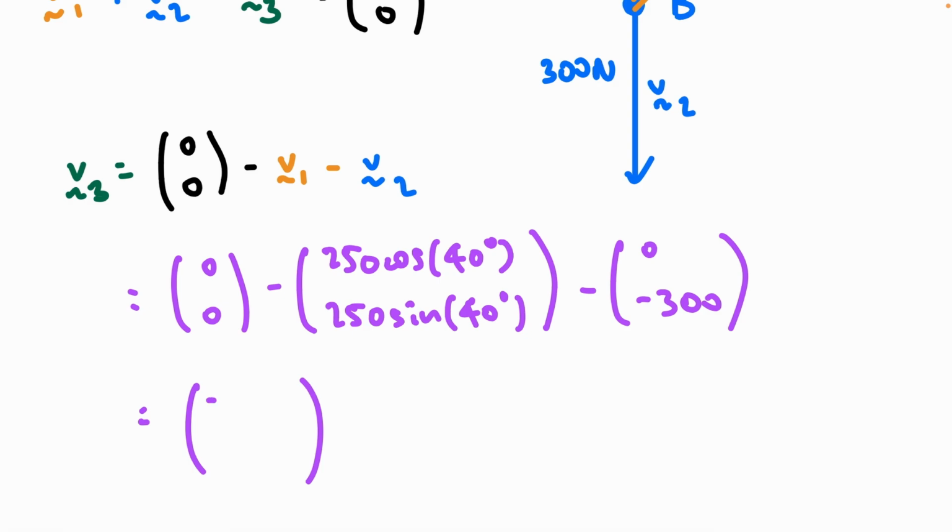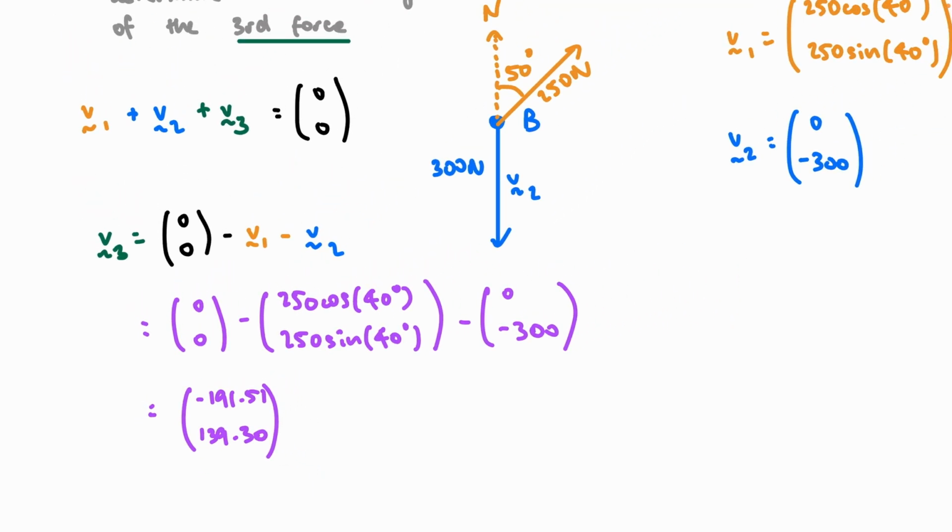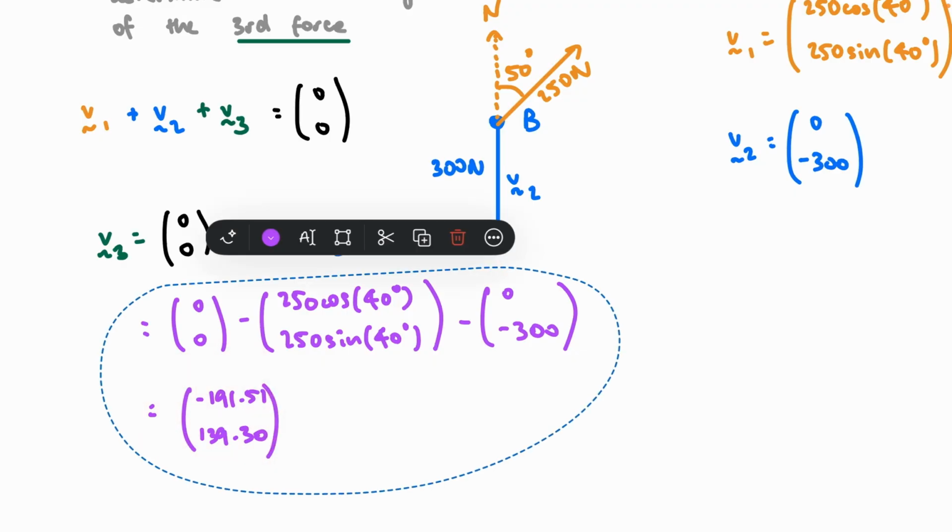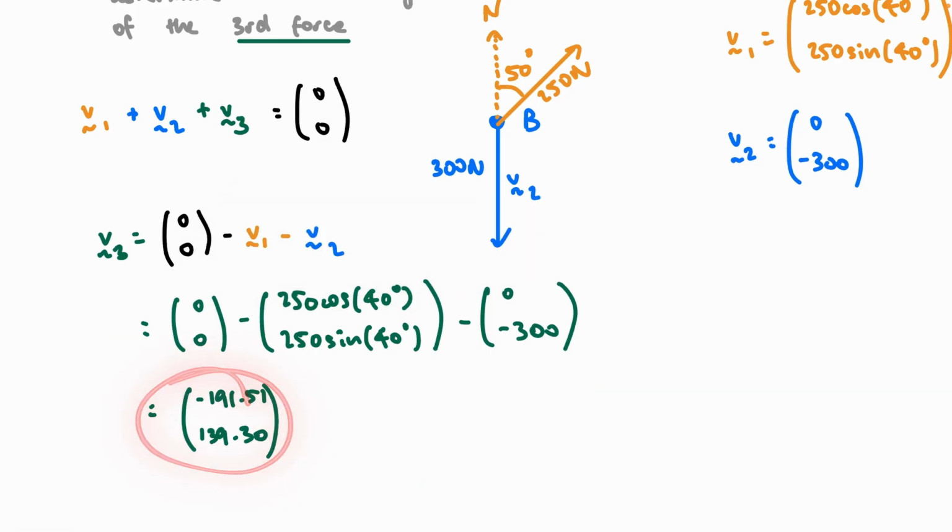If we put this into our calculators, we should get the vector minus 191.51 and 139.30. So this is the vector in component form that we get for vector 3, and I'll change this color because it's a little bit annoying. This is the vector we get as vector 3.